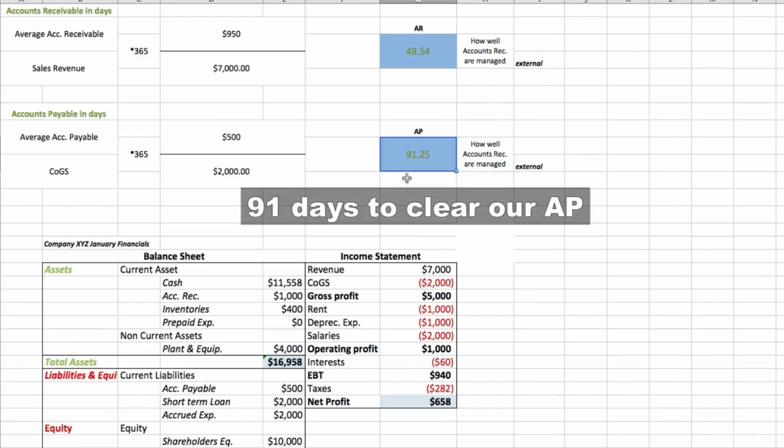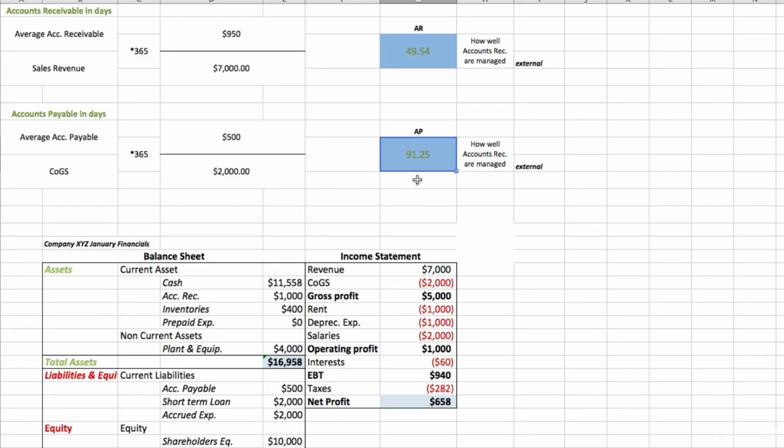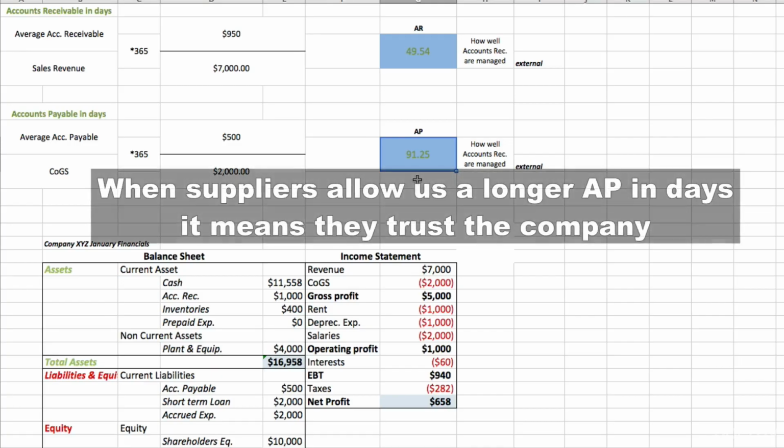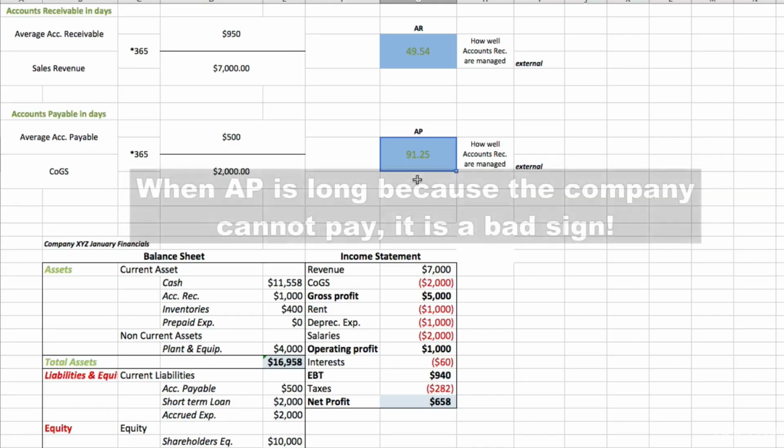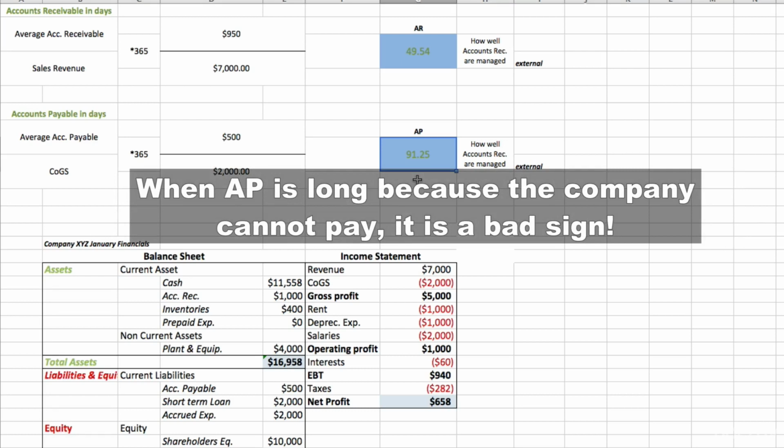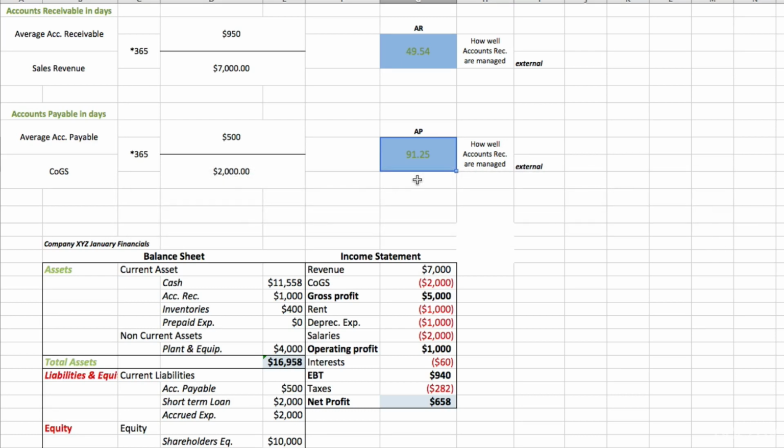It means that each 91 days our accounts payable gets cleared. It means that our suppliers are giving us 90 days of time to pay for the raw materials that we buy from them. This is a good sign. When we actually have an accounts payable which goes over 90 days, it's definitely a good sign. It means that our suppliers trust us and therefore they give us more time to pay for the goods that we bought on credit. There are also cases in which the AP is less than 30 days.